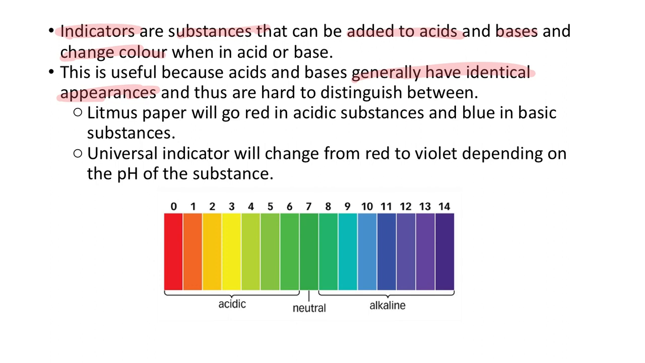So what we do is use these indicators to tell the difference between acidic and basic substances. We've got litmus paper, which will go red in acidic substances and go blue in basic substances. Or you can add in a bit of universal indicator, which will change color from red to violet depending on the pH of the substance. So here you have it. These are the pH values at the top, and when you go from 0 to 14, these are the colors that universal indicator will generally change into.